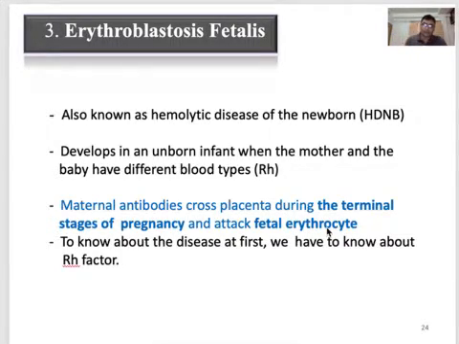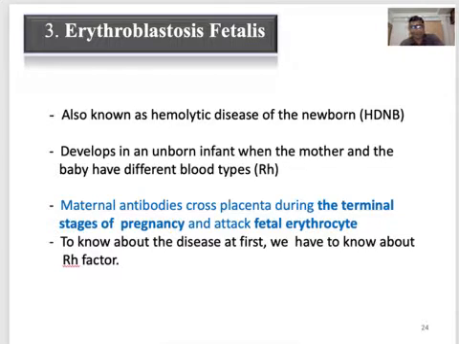Then those coated fetal erythrocytes get lysed either through MAC formation, which we sometimes also call the complement fixation system or complement cascade activation, or through ADCC. To understand erythroblastosis fetalis, we should first understand the Rh blood group system, because this mainly occurs because of the difference in Rh blood types between the mother and the fetus.